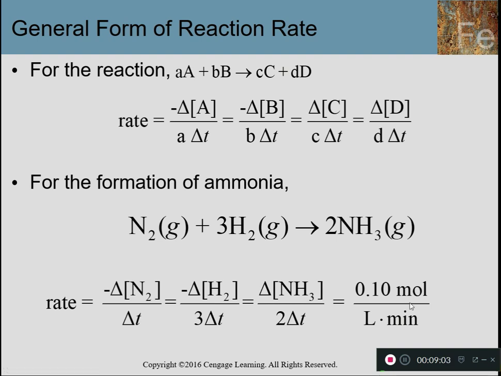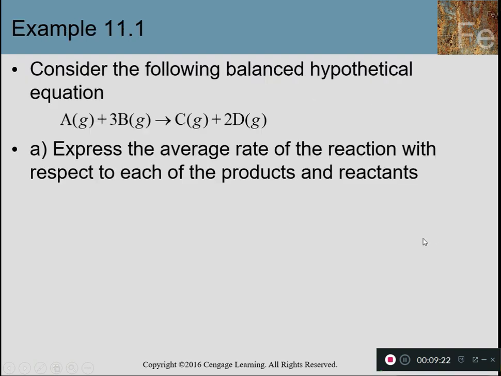What that means is the ammonia is going to be made at a rate of 0.2 moles per liter per minute, while the hydrogen is going to be exhausted at a rate of 0.3 moles per liter per minute. It's going to be varied based on the coefficients in the balanced chemical equation.